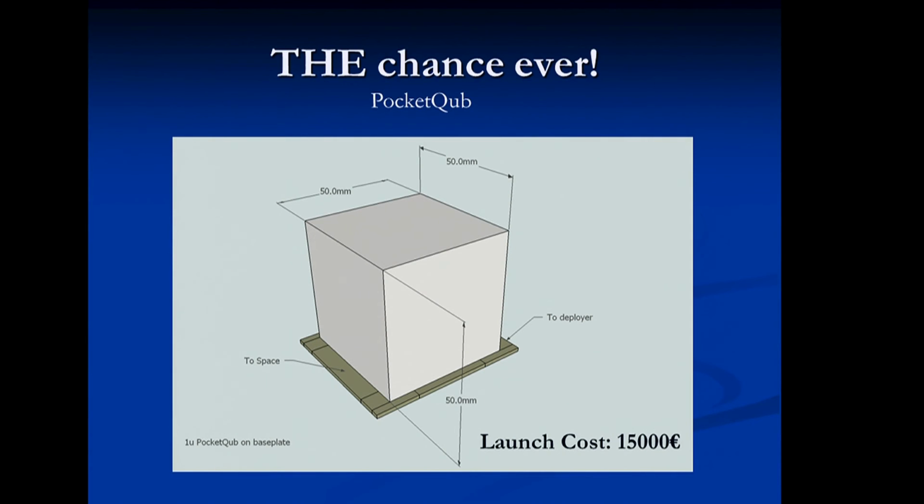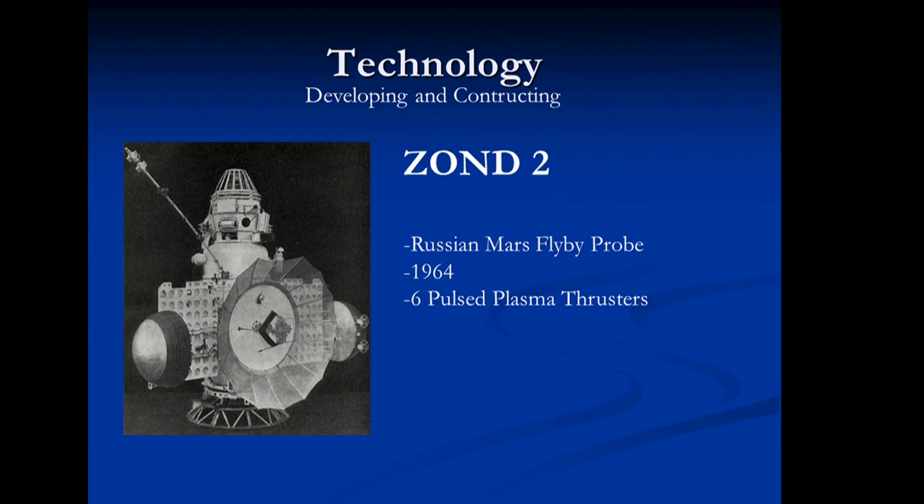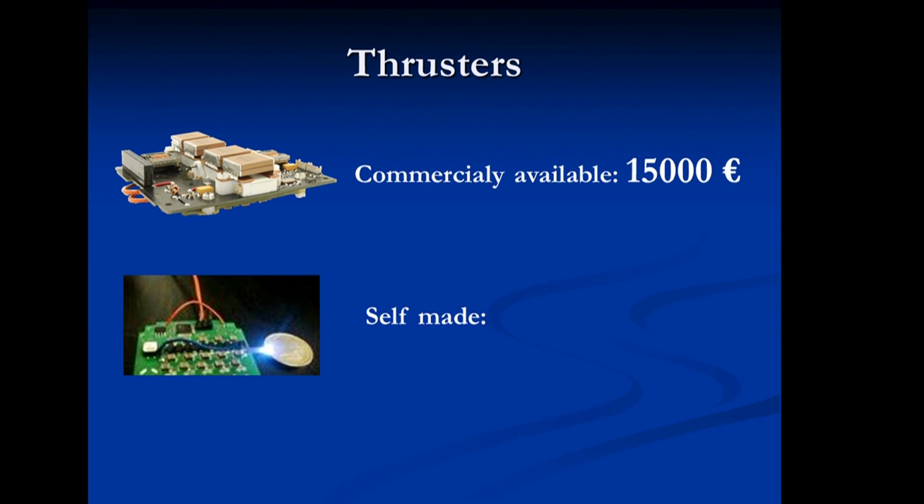But now there is another geometry, so you can send a satellite of about 5 centimeters per edge square into orbit for a cost of 15,000 euros. And in the 60s, there was a probe which used plasma thrusters. This is solid fuel like Teflon, and it's burned by a plasma spark. You can buy it for satellites, actually. This costs 15,000 euros. Self-made, I made it for mine. This was about 15 euros. Okay, it took 3 revisions of the board, but in vacuum it worked fine.